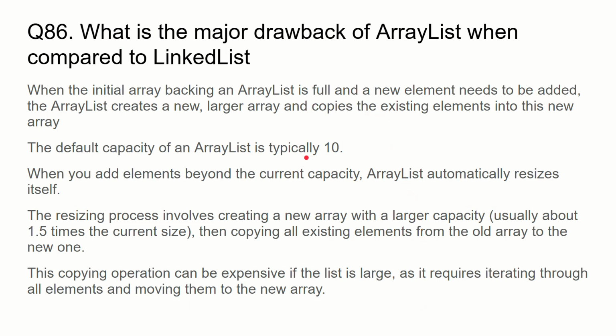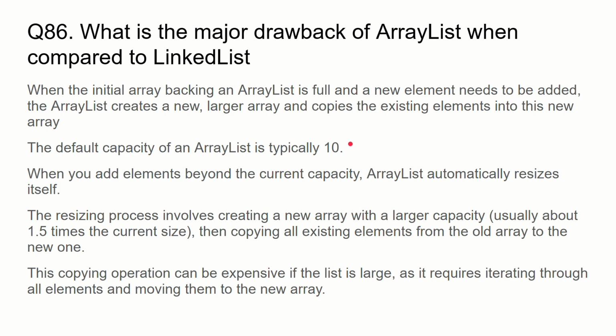Then this counter question can be asked after the difference: what is the major drawback of array list when compared to linked list? When the initial array backing an array list is full and a new element needs to be added, the array list creates a new larger array and copies the existing elements into this new array. The default capacity of an array list is typically 10.